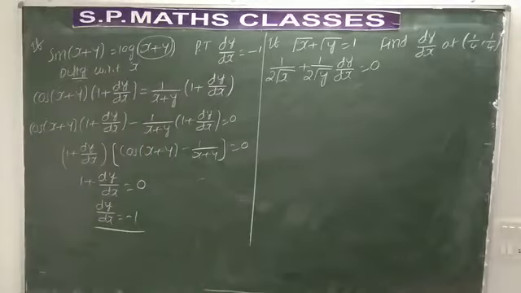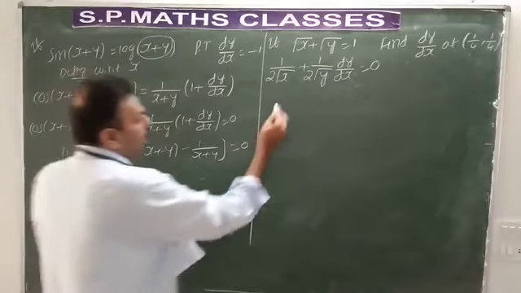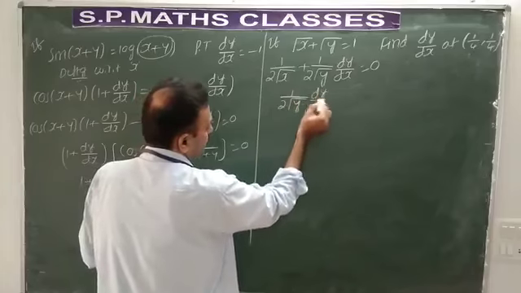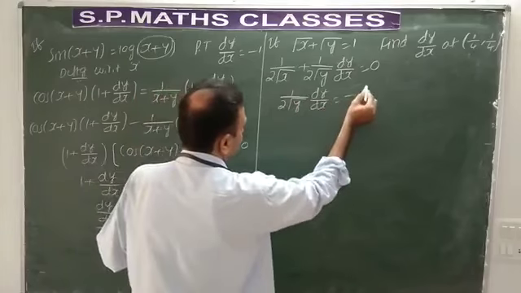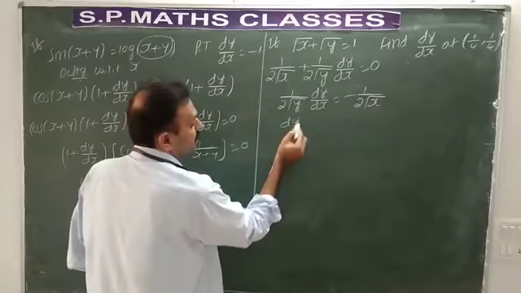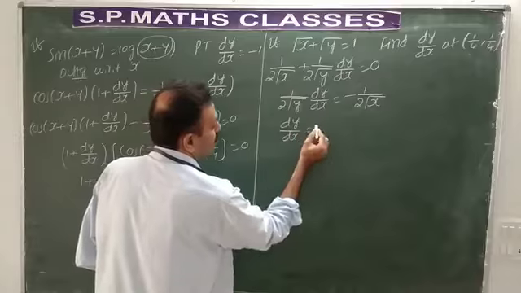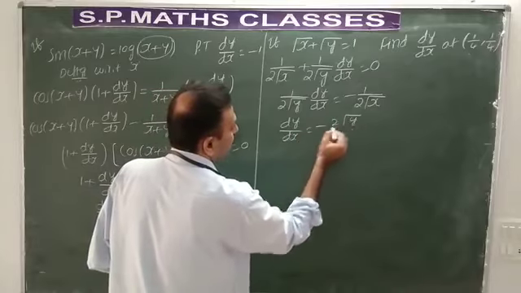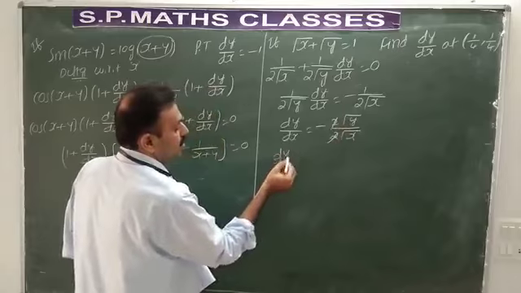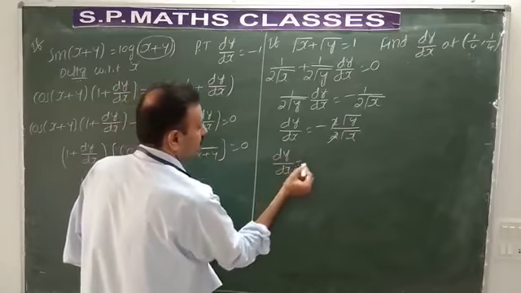Differentiation, derivative of root x is 1 by 2 root x. Derivative of root y is 1 by 2 root y. Now, I write it as 1 by 2 root y into dy by dx is equal to minus 1 by 2 root x. So, what is dy by dx then? Minus 2 root y divided by 2 root x. 2 gets cancelled.